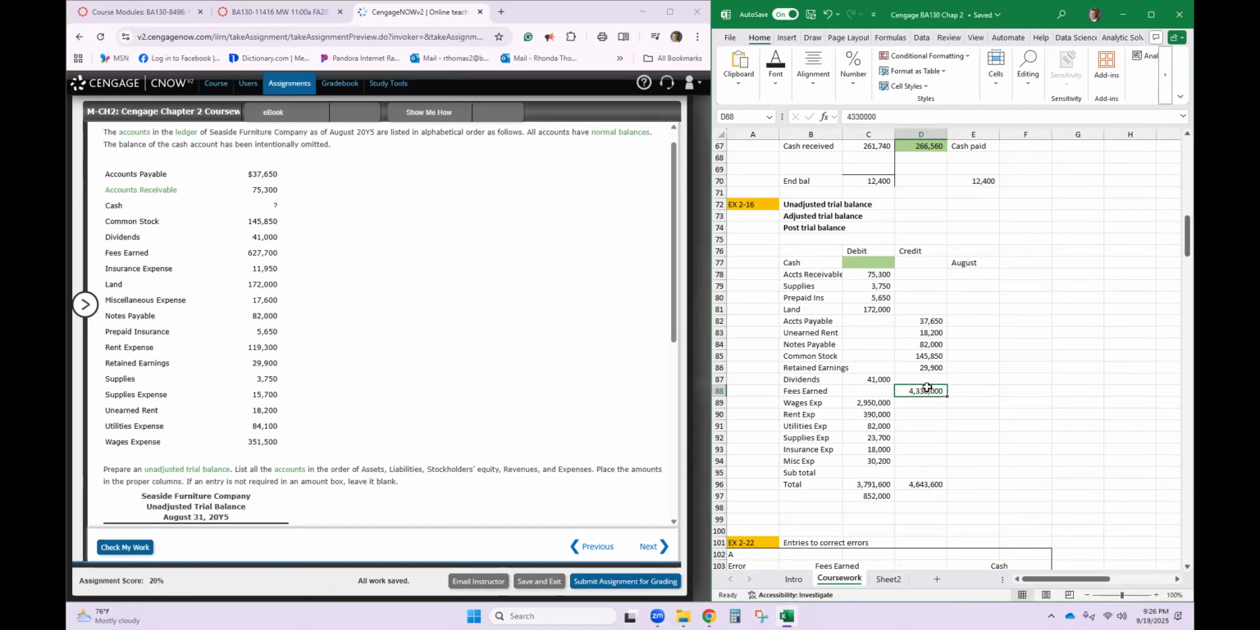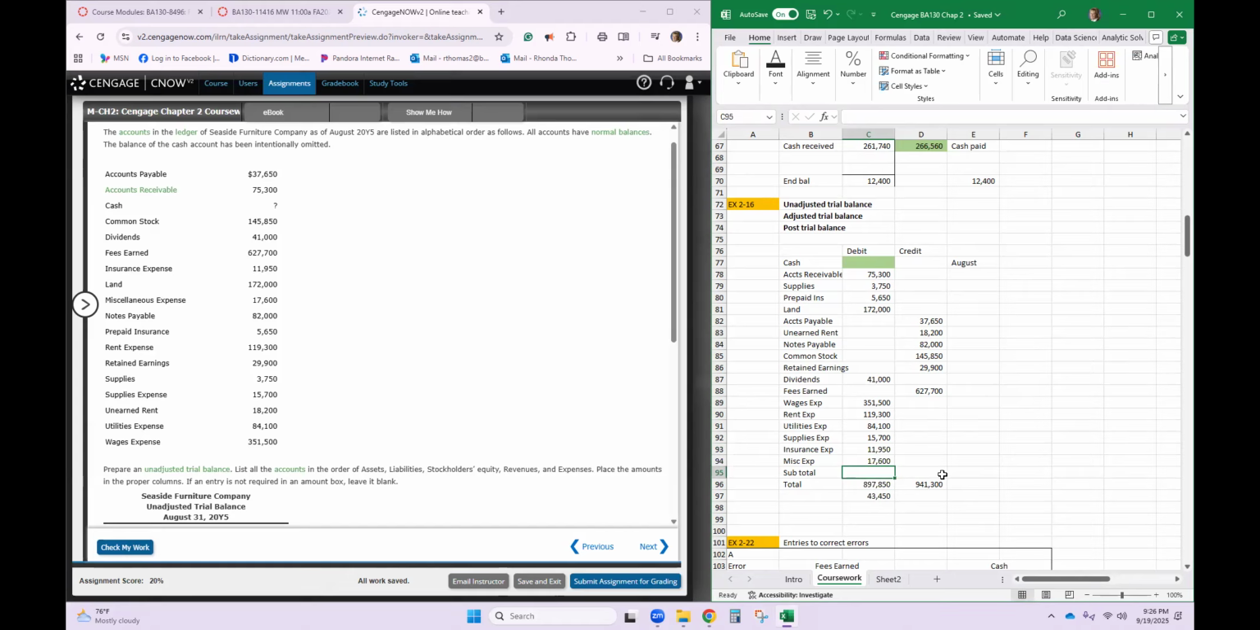Usually the biggest number on the whole thing is your fees earned. A lot of times that's the truth of these problems. So seems to be right. And then my wages expense, it's usually the biggest. Rent, utilities expense, supplies expense, insurance expense, miscellaneous expense.